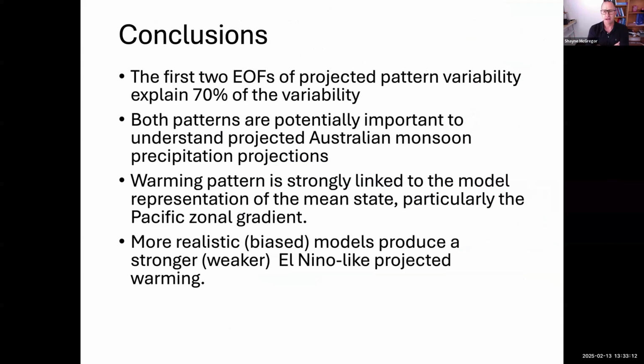The first two EOFs of the projected pattern variability explain roughly 70% of the variability, so with those two patterns, we can get a lot back. Both patterns are potentially important to understand the Australian monsoon precipitation projections. I think CMIP5 highlighted the zonal gradient, whereas CMIP6 highlights more of that hemispheric gradient. The warming pattern is strongly linked to the model representation of the mean state, particularly the model zonal gradient across the Pacific. More realistic models produce a stronger El Nino-like projected warming, whereas the more biased models produce the more La Nina-like projected warming.